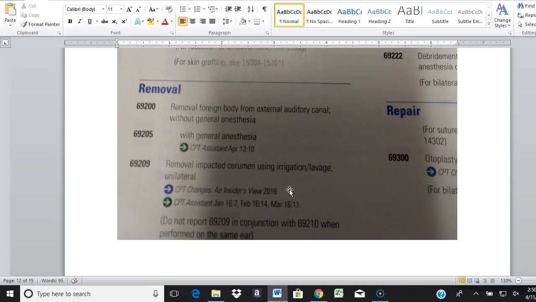Okay. Now, we also have 69209. Then we get to 69210. This is removal of impacted cerumen requiring instrumentation. There are many different pieces of ear instrumentation they can use. They can use different forceps. They can also use different types of ear cleaners.